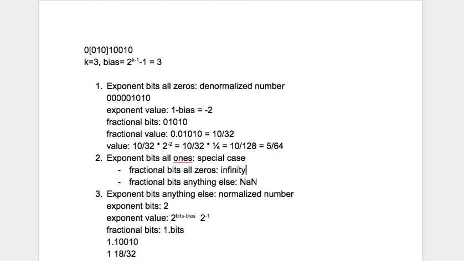So note that we can have positive infinity and negative infinity. There are, again, a number of different not a number cases, but we won't go into them. But fractional bits all zeros in a special case means infinity. Fractional bits anything else means not a number. And to recognize the special cases, you look to see that all of the exponent bits are 1s.